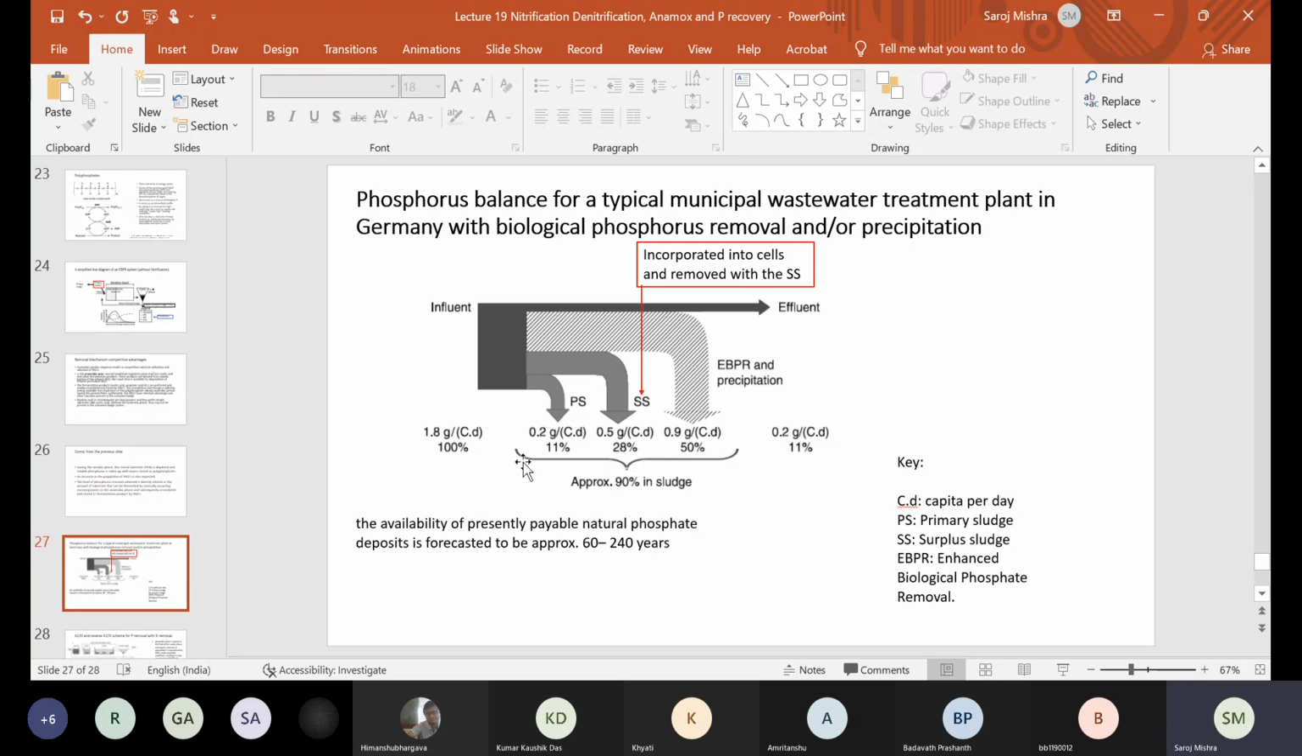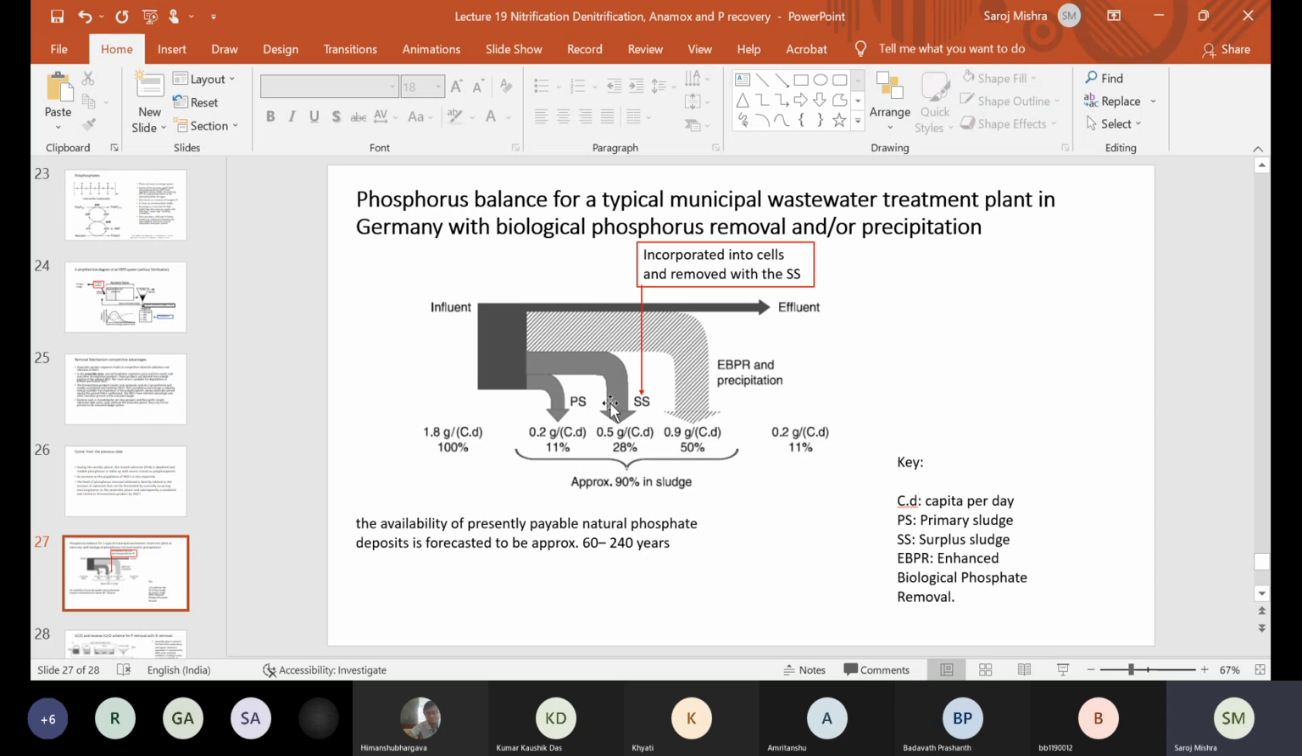Okay, so in other words, by incorporating enhanced biological phosphate removal, an EBPR, in the existing wastewater plant, nearly 50% of the incoming phosphorus is captured now. So it is not lost. Only this much is going to be lost, which is in the form of primary or secondary sludge.